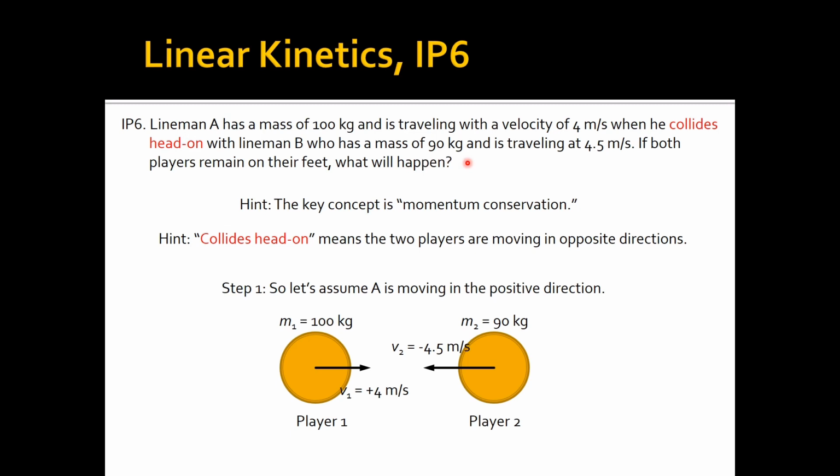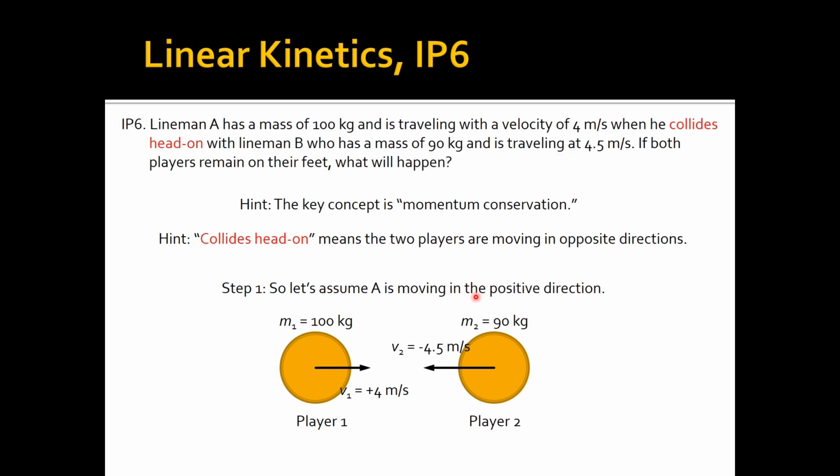Again, this question is about linear momentum conservation. And there's one more hint here: collides head-on means the players are moving in opposite directions. Okay, they are moving in opposite directions. Then we have the mass of lineman A and his velocity, and the mass of lineman B and his velocity. Then we can calculate the linear momentums of the two players. We simply multiply mass times velocity.